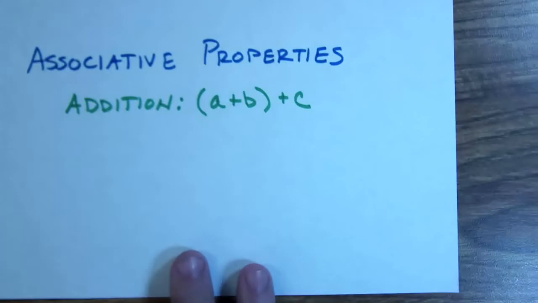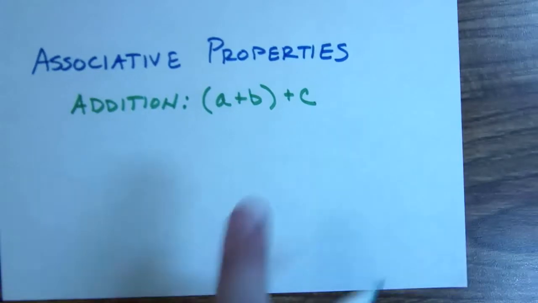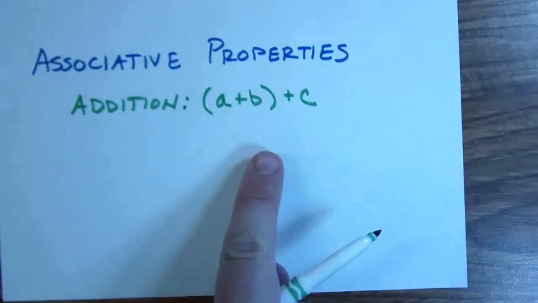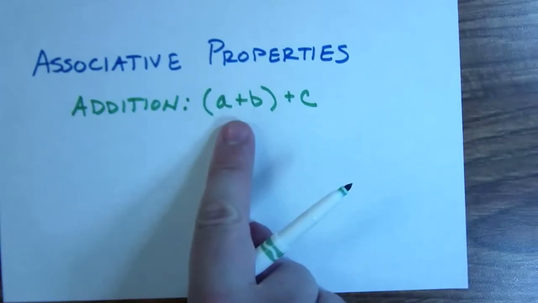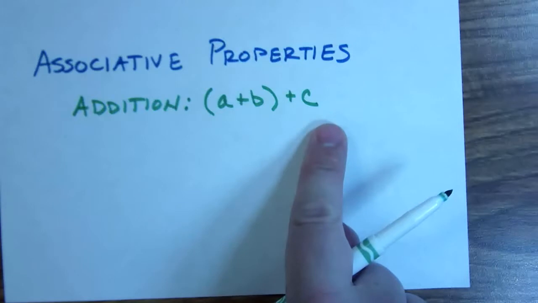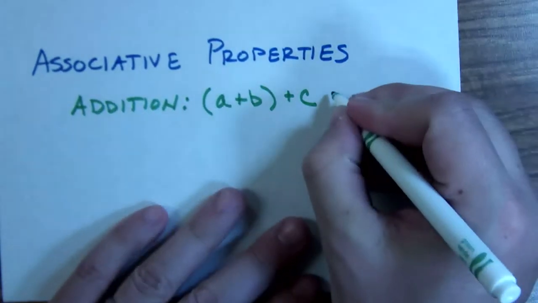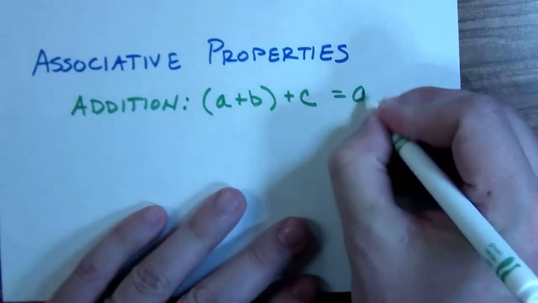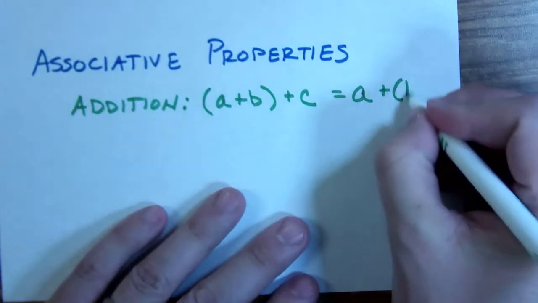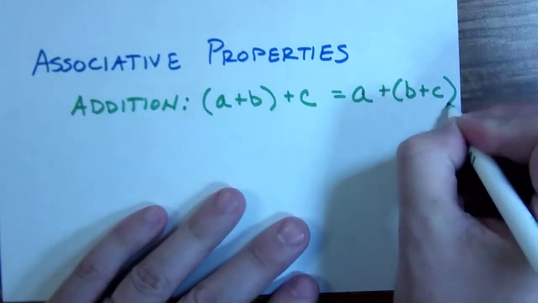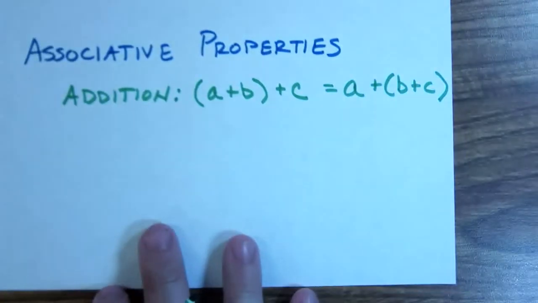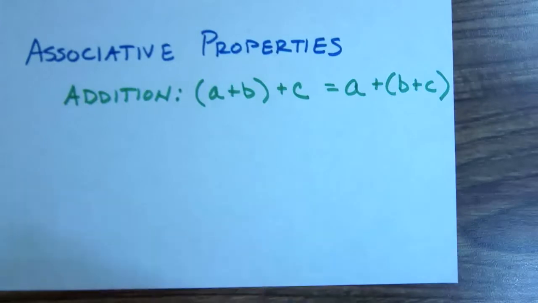Your dear Aunt Sally, in her infinite wisdom, tells you the order to do this problem in. What does Aunt Sally say to do? Do groups first. She says do A plus B first because they're in parentheses. Get an answer and then add C, right? The associative property says, actually, in this case, calm down, Aunt Sally. It would be okay if we did the B plus C first and then added A. So if you're adding multiple numbers together, it doesn't matter which ones you add first.